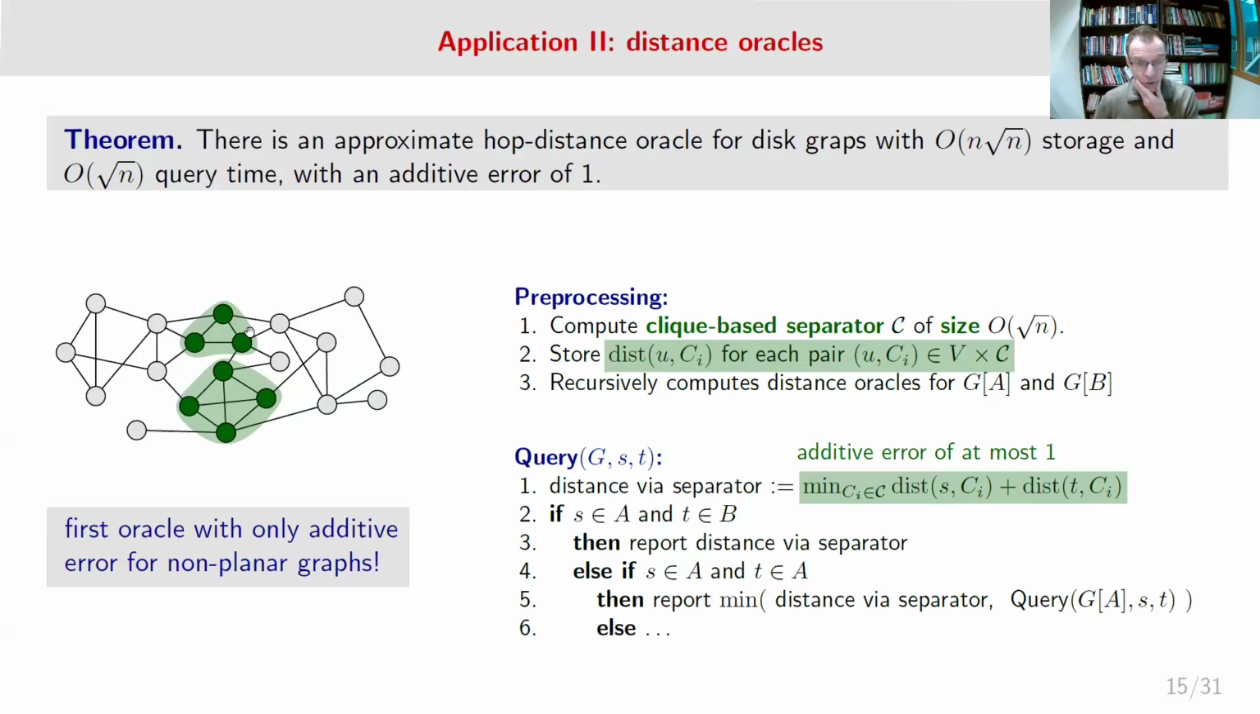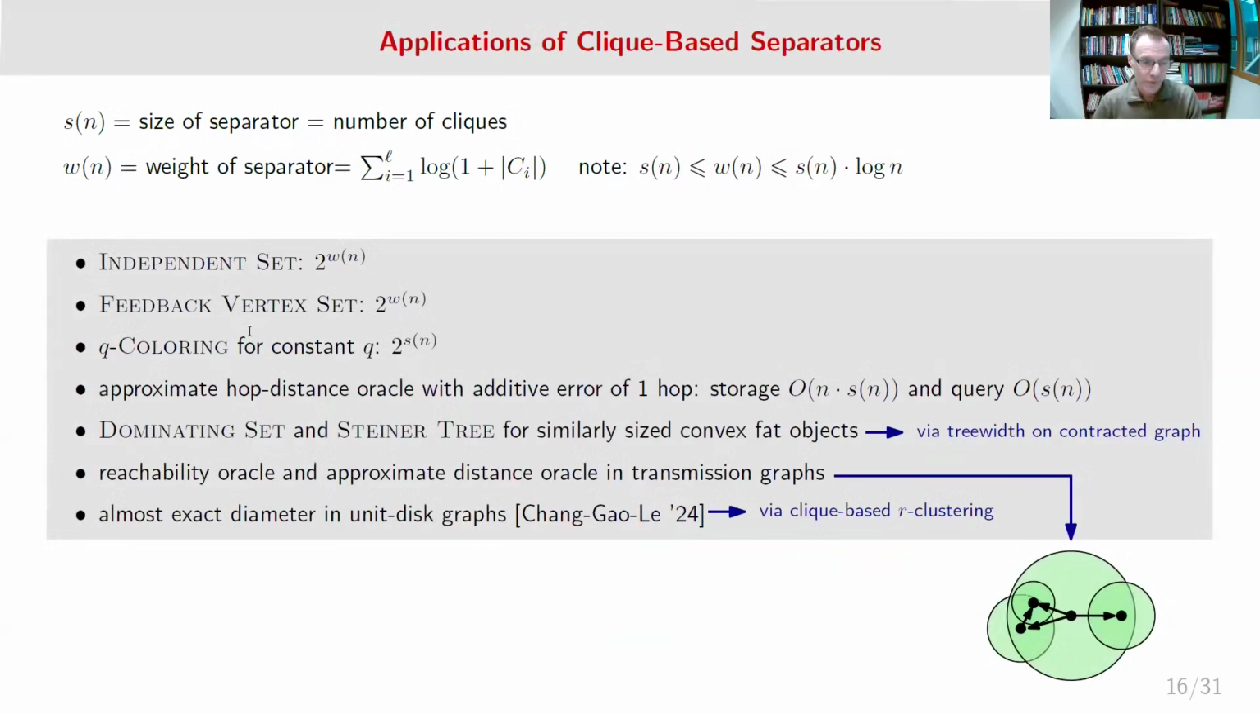So let's continue. If you have such a clique-based separator, there are many other things you can do. Suppose you have a graph class where you have a separator of size Sn, which is now the number of cliques, and the weight of such a clique-based separator is Wn, defined as here. Then, like I said, I can do independent set in 2 to the weight of the separator.